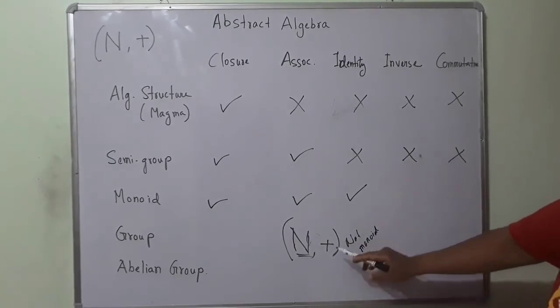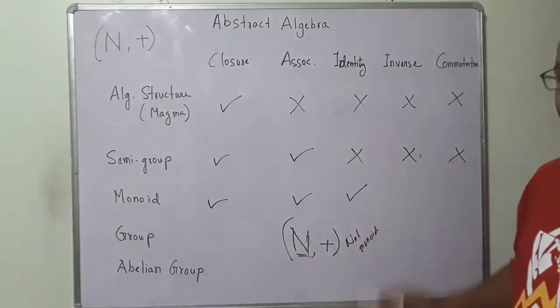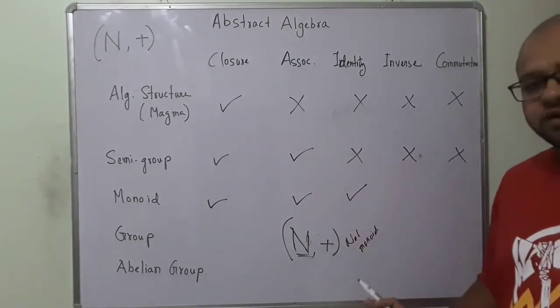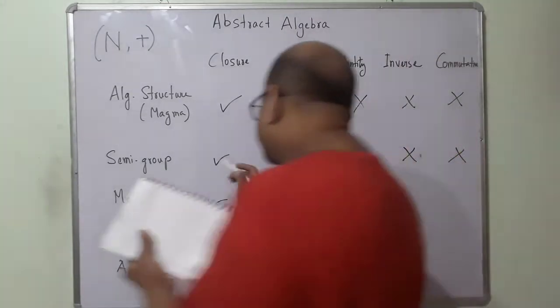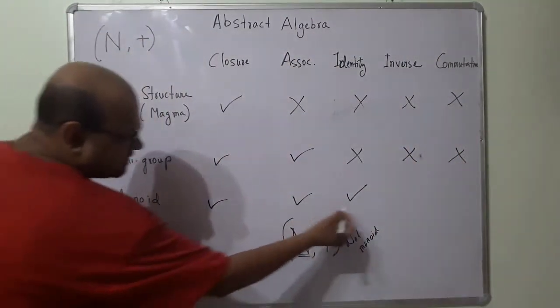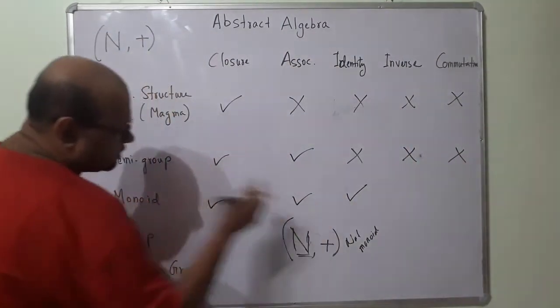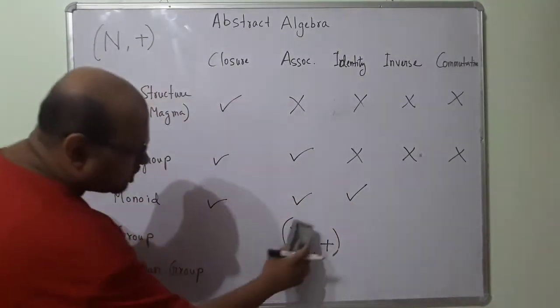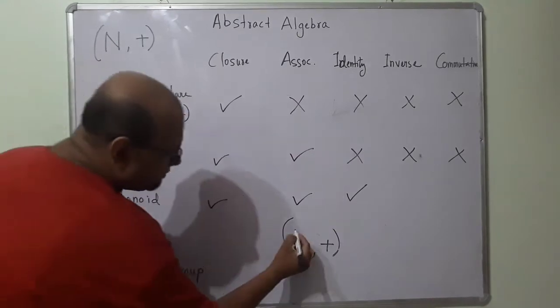So what is it? It is a semi-group at max. This is the magma, this is a semi-group, but this is not a monoid. Alright. So these two properties are satisfied by this, but this property is not satisfied. So only these two are satisfied. Alright. Let us talk about this set.